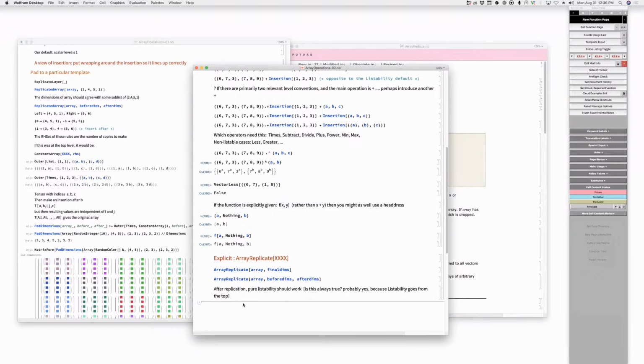Right? And ArrayReplicate will make them conformant at the top. They may have lower level pieces that are not conformant, but that's not relevant. It will evaluate to just an array, right? Yes. So then all the rules for regular arrays work.